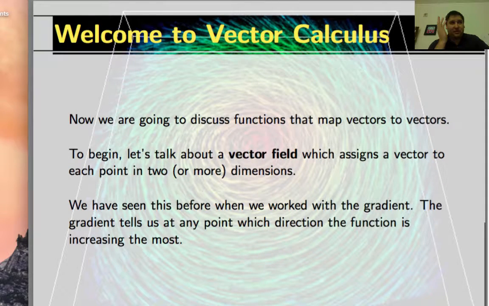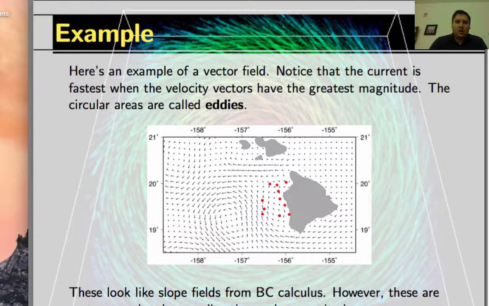This might seem very mysterious and very kind of, well, who cares? But we have actually seen this before when we talked about the gradients a long time ago. You'll remember that the gradient always pointed in the direction where the function was increasing the most. And I'll show you an example or a picture of what's happening with the gradient at the end of this presentation.